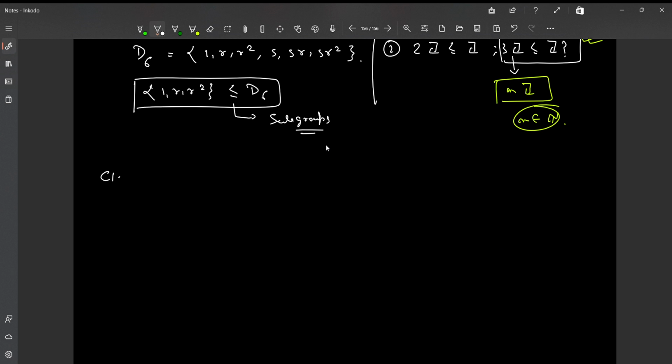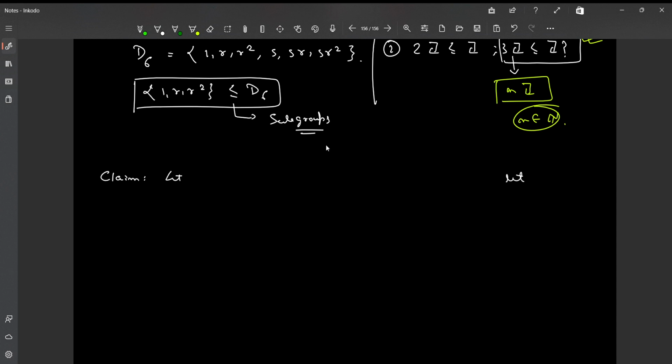Now there is a very nice claim, and this claim is pretty obvious: if I consider the concept of subgroup to be a relation, for example, then this relation is transitive. What I mean by saying this is, let M and N be subgroups of a group G.